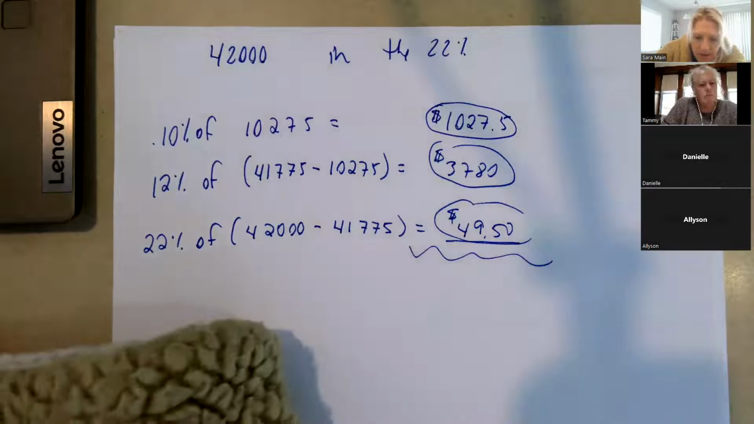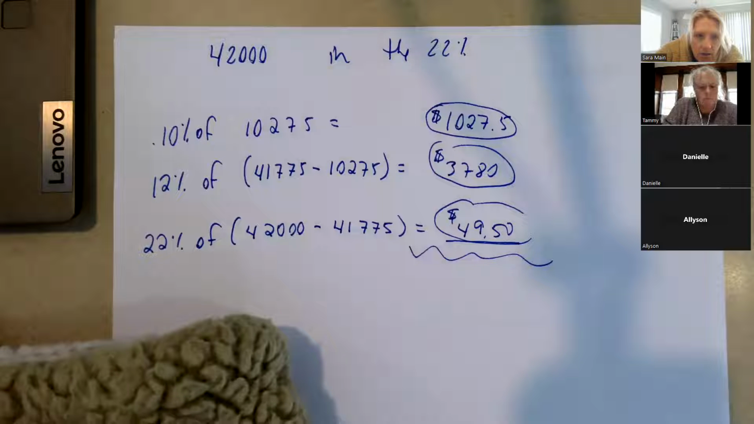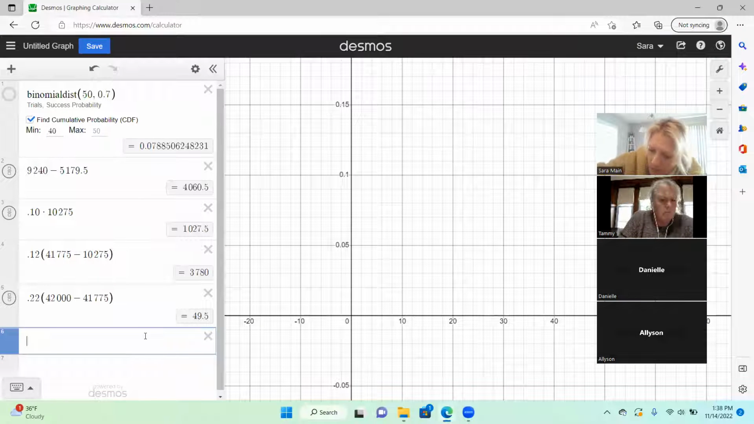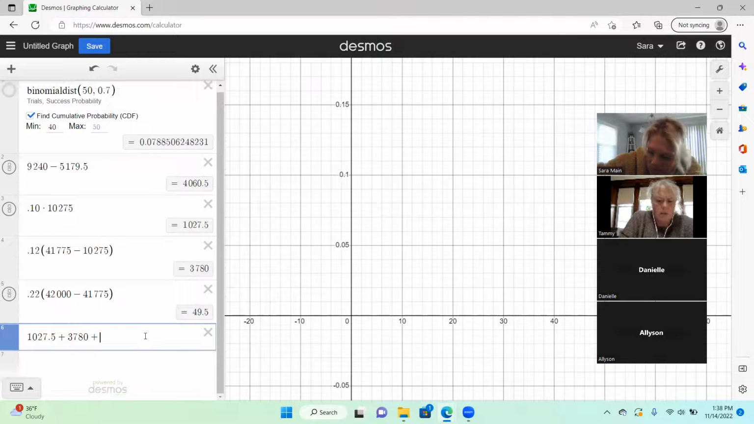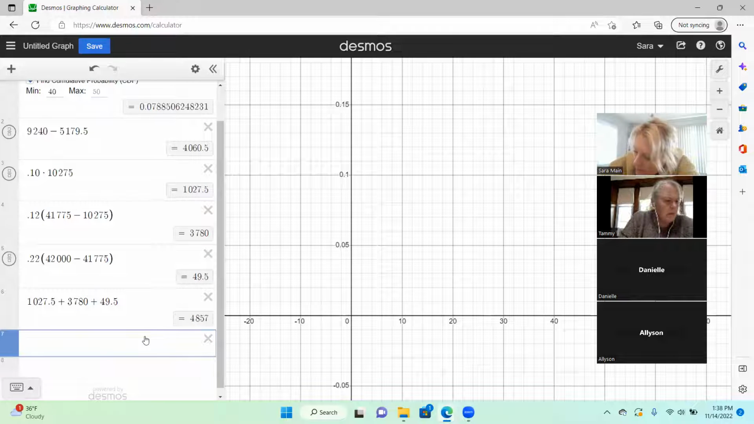And then we're going to add those. Okay, that would be 1,027.50 plus 87.80 plus $49.50. Whoa. Okay, yeah. I went to the wrong thing. So it looks like 4,857 in 2022.